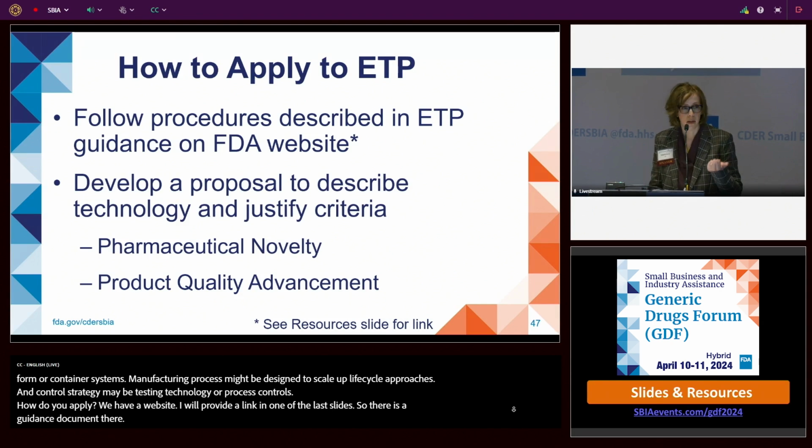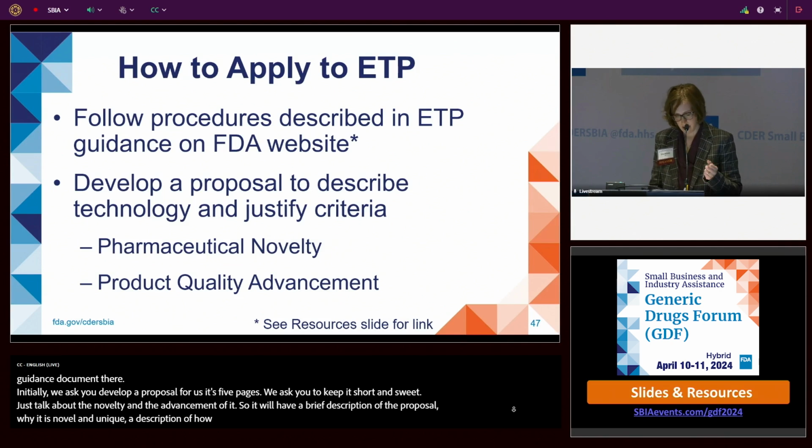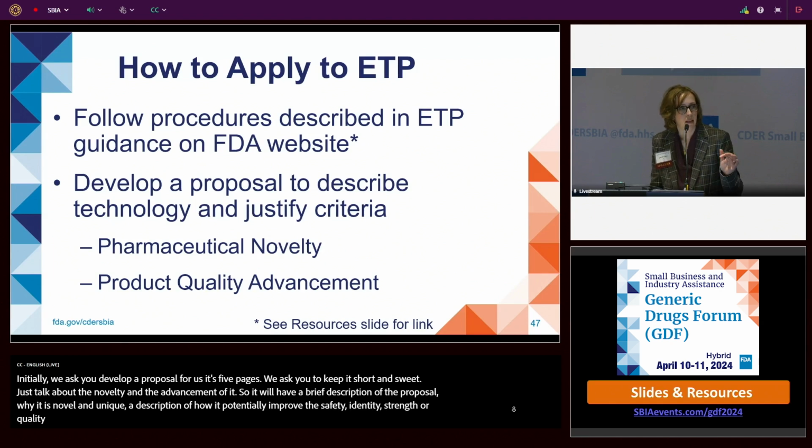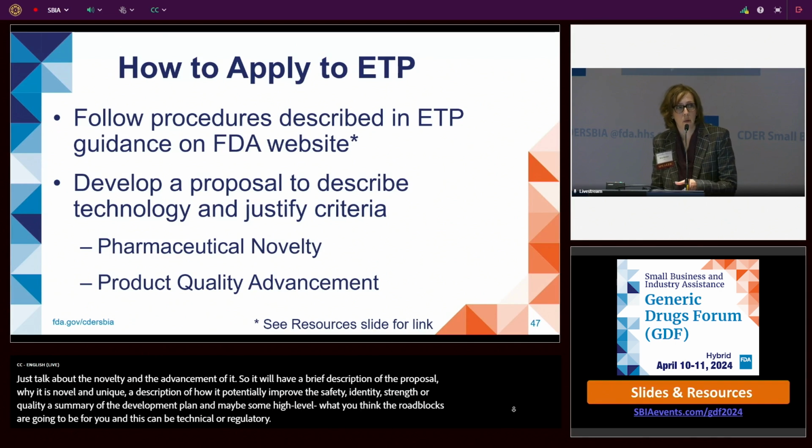So it'll have a brief description of the proposed technology, why it's novel and unique, a description of how it potentially improves the safety, identity, strength, quality or purity, a summary of the development plan, and maybe some high level, what you think the roadblocks are going to be for you. And these can be technical or regulatory. And then a timeline for a submission, which is not a requirement, but strongly encouraged.